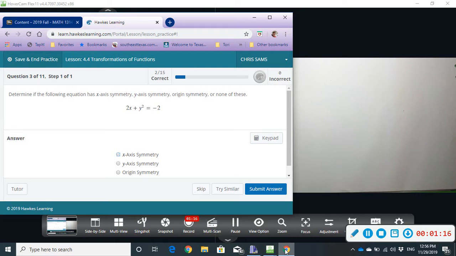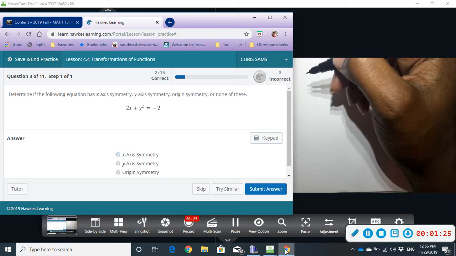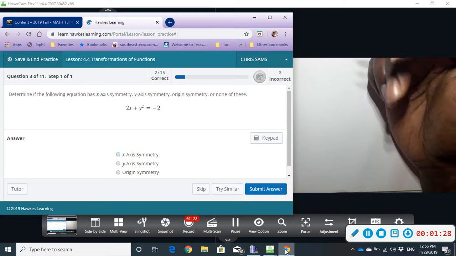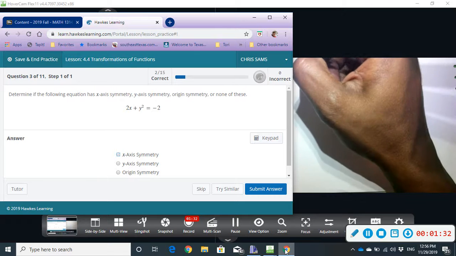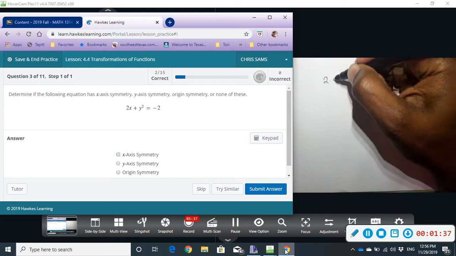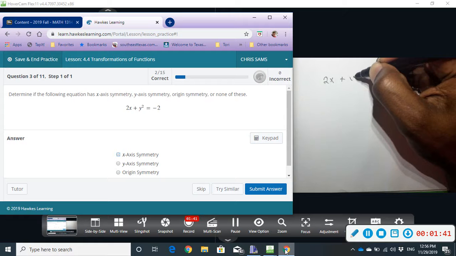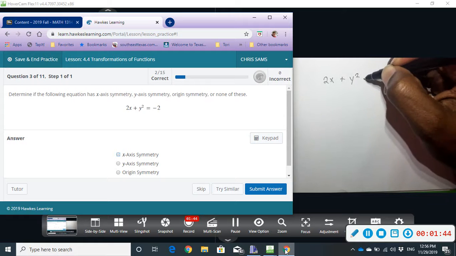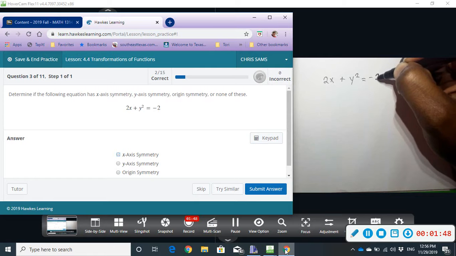Okay, so here's what we want to do. A couple things. You can solve for y, which I mean, we don't necessarily have to, but let me just give you the basics. 2x plus y squared equals negative 2. Okay. This is my original function.